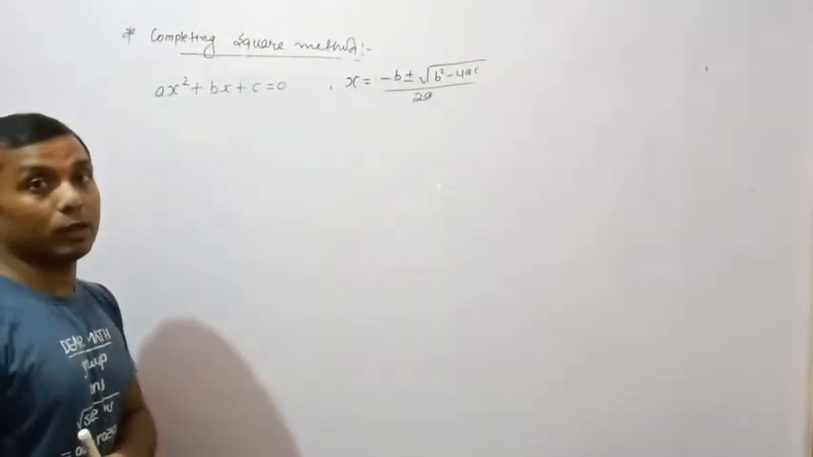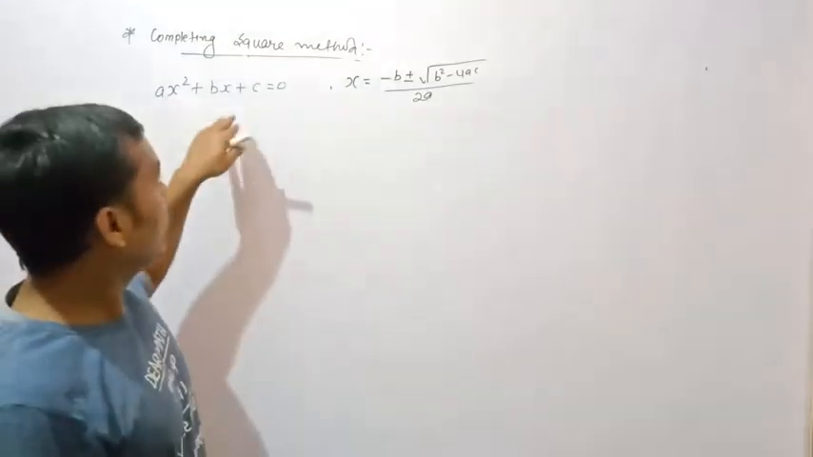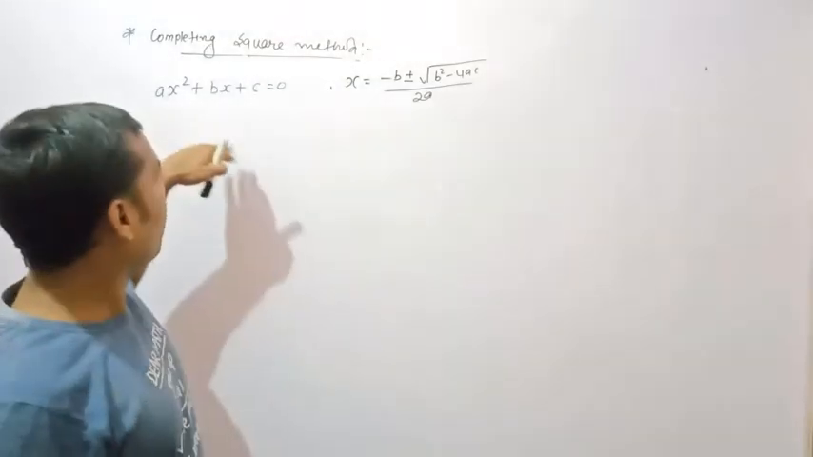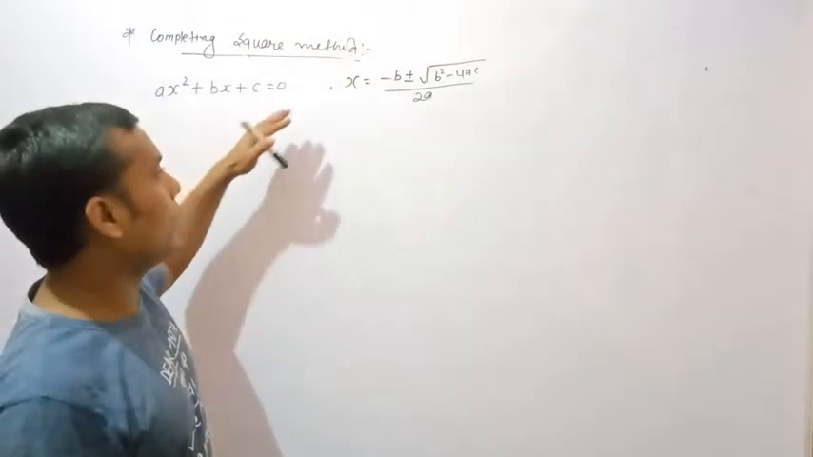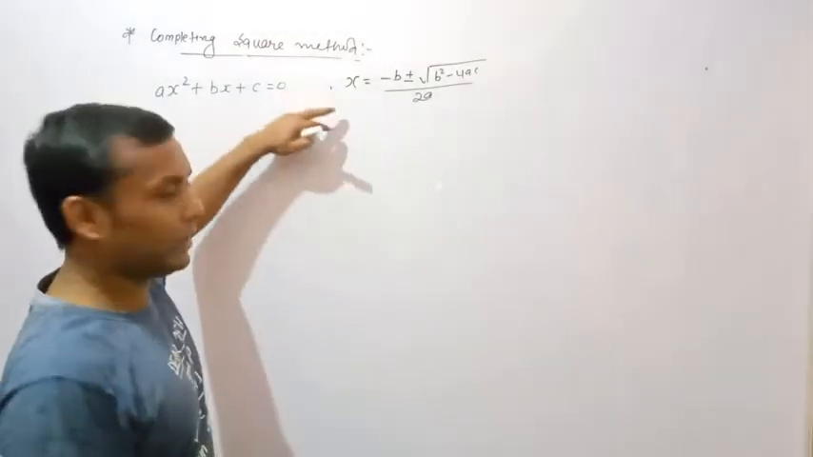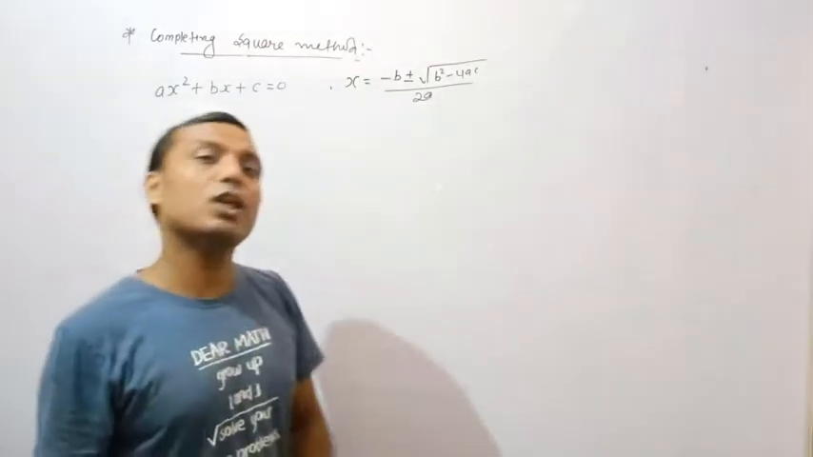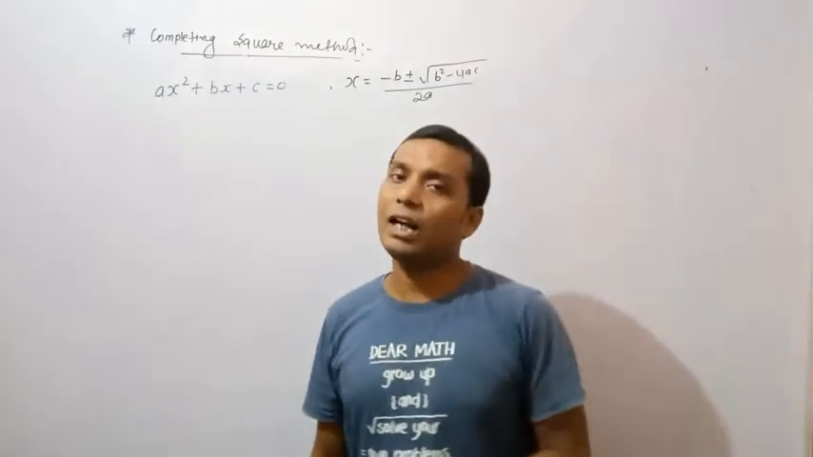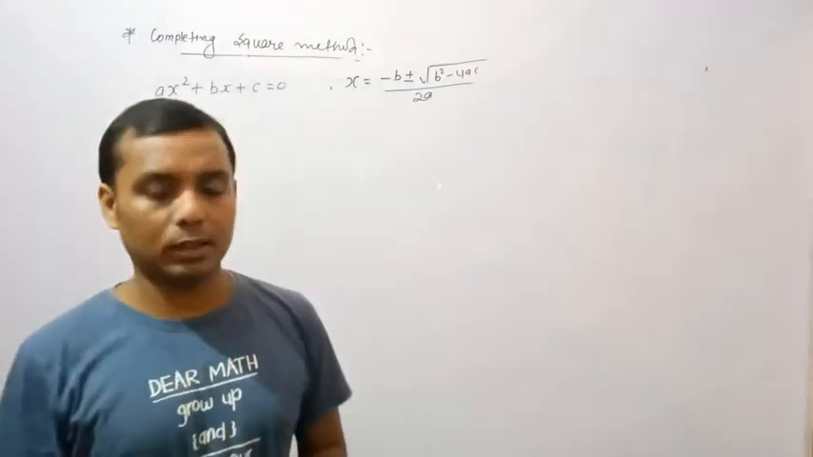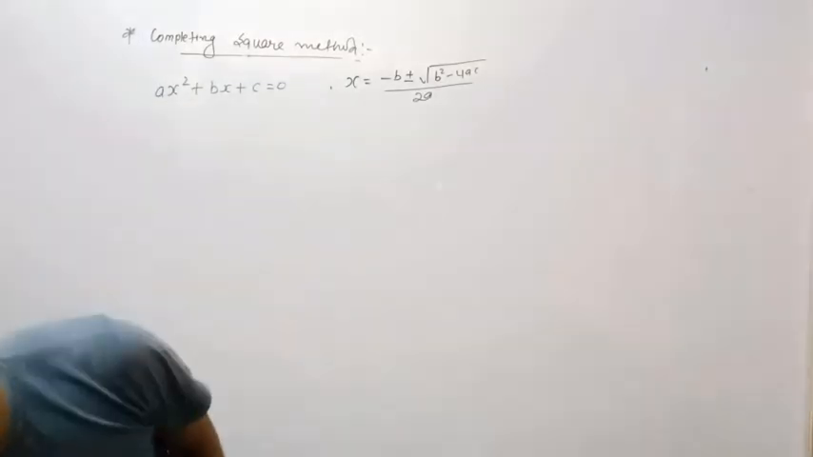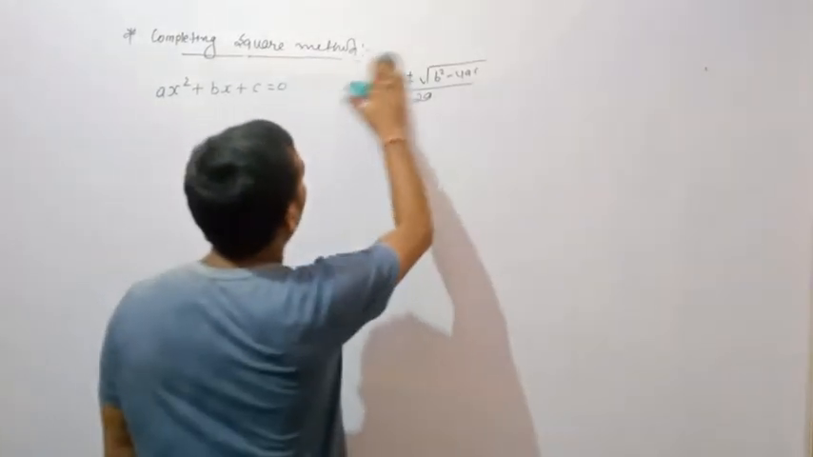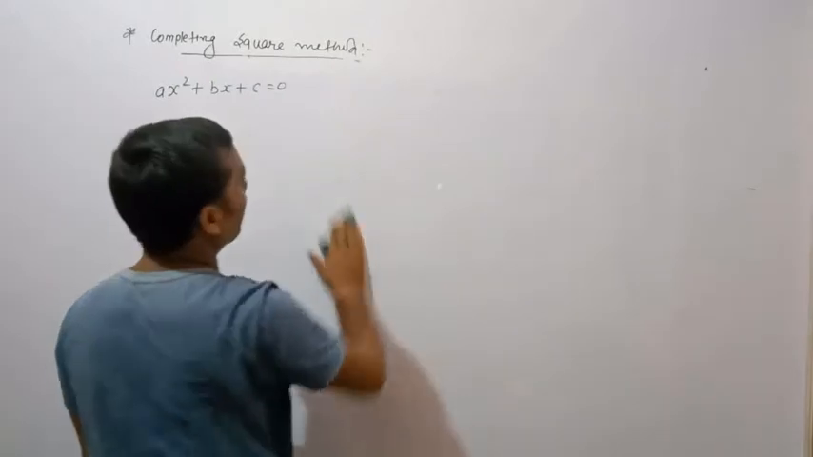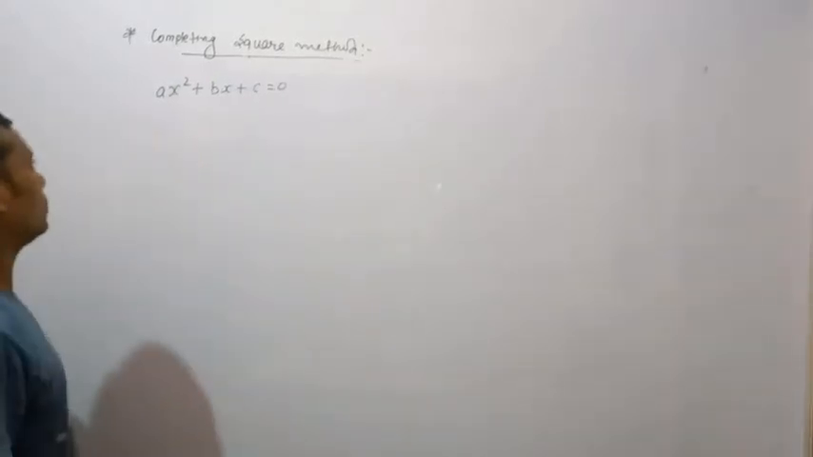By completing square method means we will learn to derive the formula using the completing square method, and we can also solve questions using this method. So today we will learn the completing square method of a quadratic polynomial.